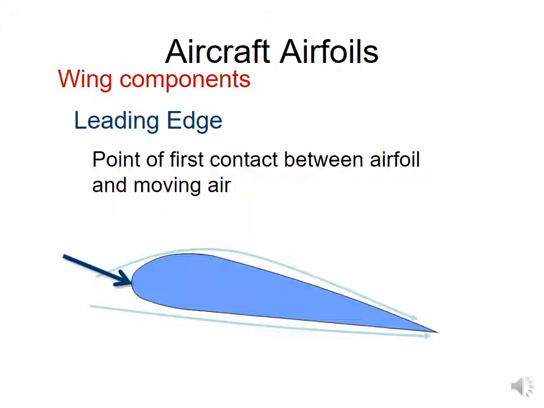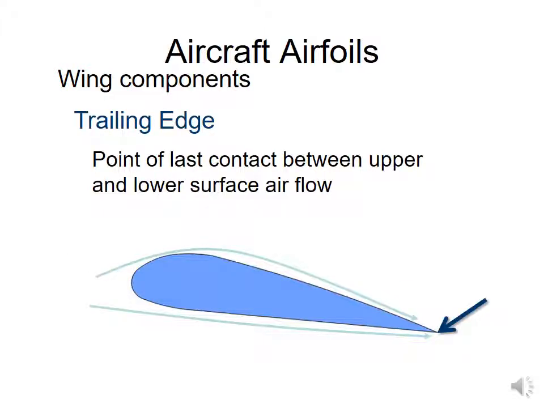Just as with aircraft, we need to know the terminology for the components of the airfoil to discuss it clearly. The leading edge is the front of the airfoil at the point where it first makes contact with moving air. The trailing edge is the last place where the airflow makes contact with the upper and lower surfaces. Remember, one component of lift is the pressure differential between the upper and lower surface, so this point will be important in considering lift and drag.